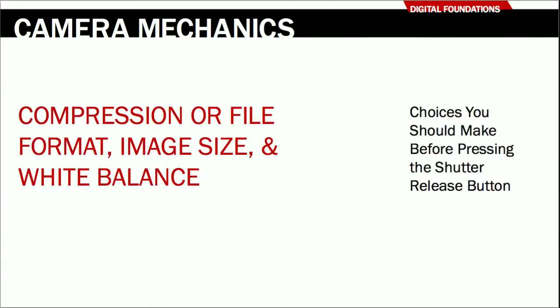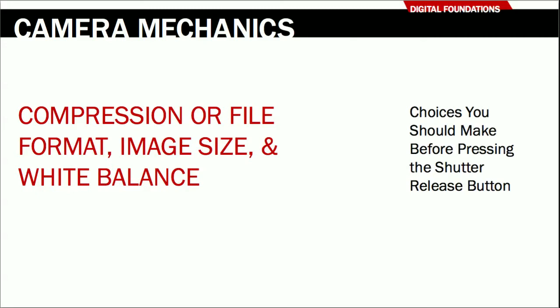Now, keeping all of that in mind, there are some choices that you should make before pressing the shutter release button. So, starting in the menu area, most cameras are going to have a menu area, or maybe it might be called program or function or something like that. And in this area, you should be able to make some choices. Now, I know that all cameras are not the same, and you may have more choices than others, but most of the time you will be able to set either the compression or the file format, or maybe just picking something like a large file size or a medium file size or a small file size.